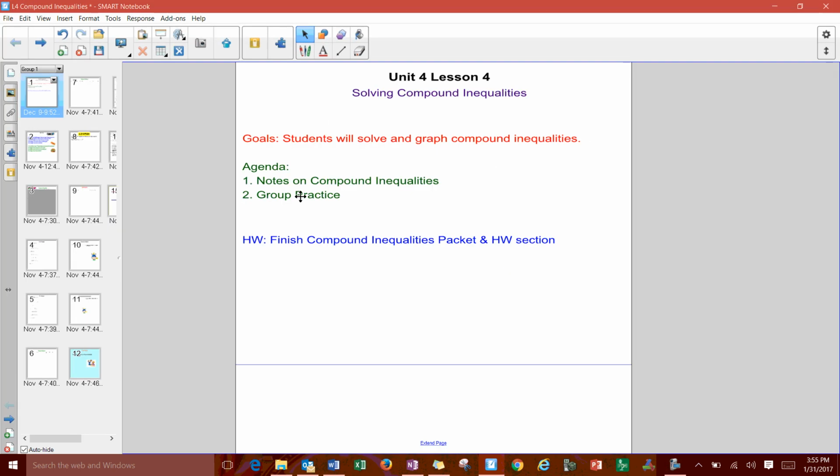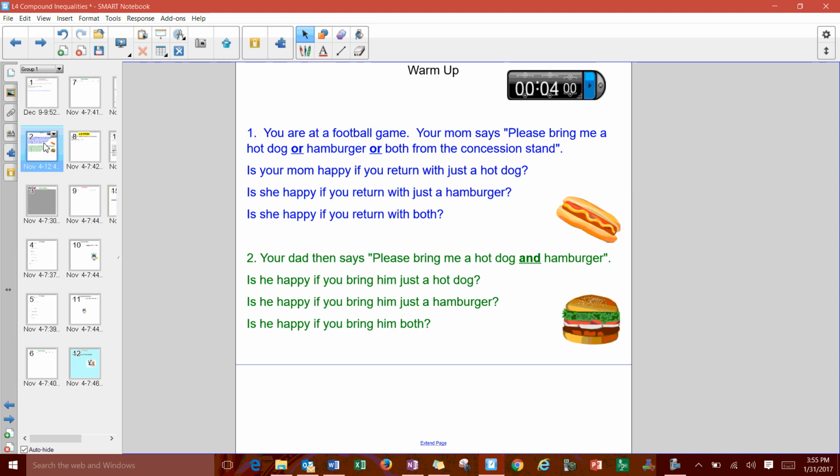So, compound inequalities. Here's a quick warm-up. Take a minute, look at this problem. So basically, if you're at the football game and your mom says, bring me a hot dog or a hamburger or both, your mom is happy if you come back just with a hot dog. She would be happy if you came back just with a hamburger, and she would be happy if you came back with both. The word or means one or the other or both.